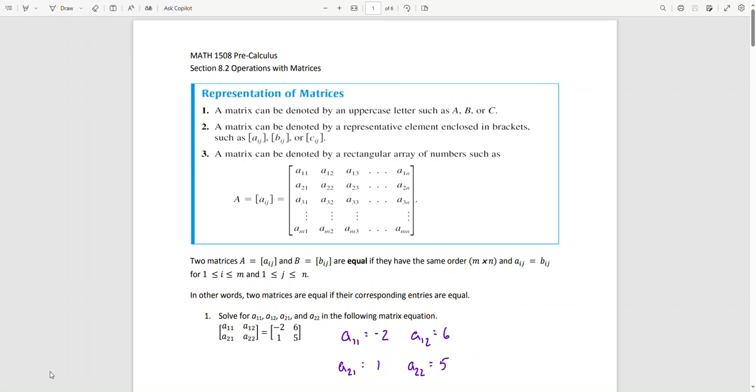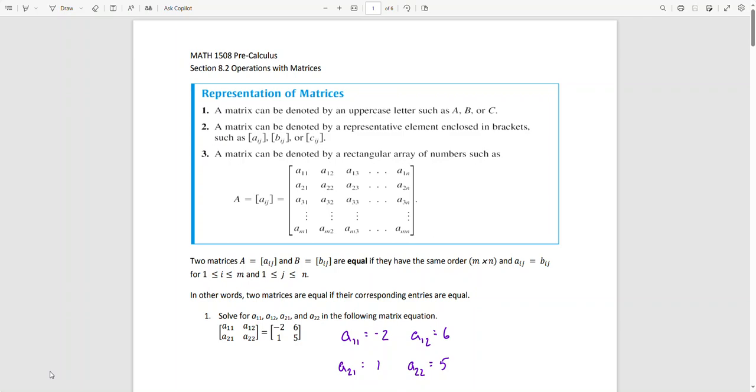Here we go. Section 8.2 Operations with Matrices. You know how we talked about it earlier, right? There were operations on functions. When you learn numbers, you learn how to count, and then you add them, subtract them, multiply them, and divide. And then you learn about fractions, and then you learn about decimals, and you add, subtract, multiply, and divide. And then we had complex numbers, and we had functions. All of these mathematical objects we could add, subtract, multiply, and divide.